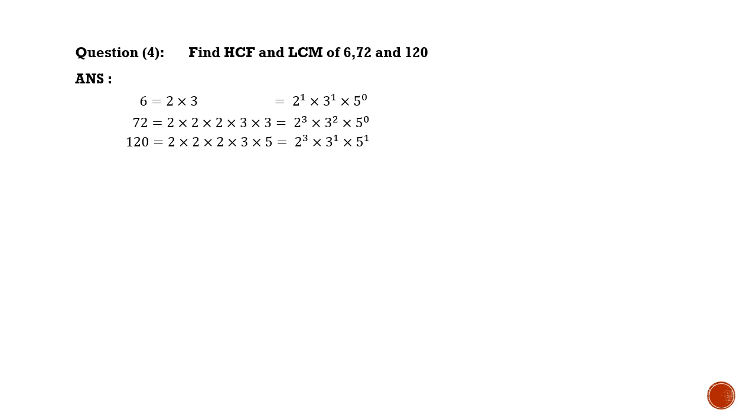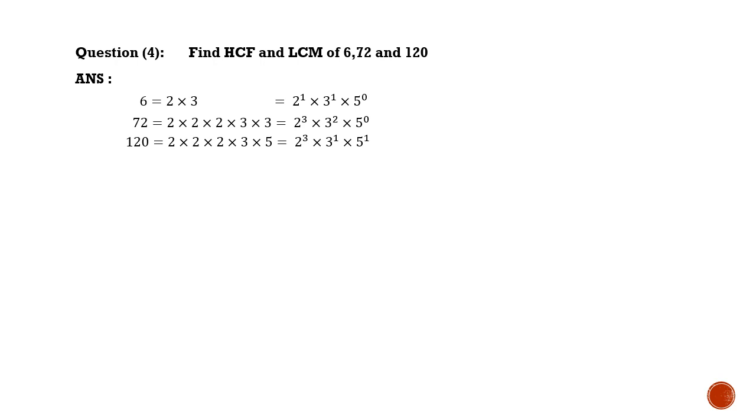So we can see that 5 is not present in the prime factorizations of 6 and 72. We will make it present there in the power form by taking power as 0. So once again, 6 can be written as 2 raised to 1, 3 raised to 1, and 5 is not there, so 5 raised to 0. 72 can be written as 2 cube into 3 square into 5 raised to 0 because 5 is not there, and 120 can be written as 2 cube into 3 raised to 1 into 5 raised to 1.